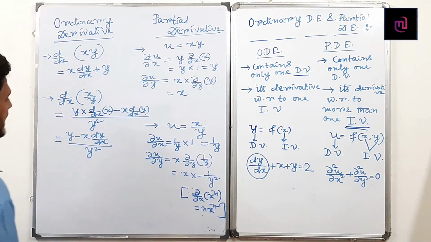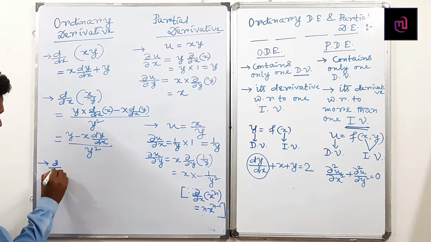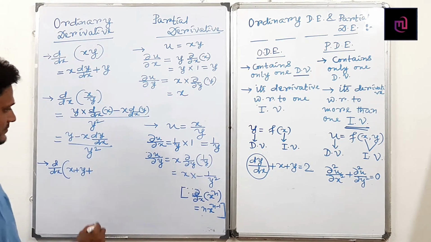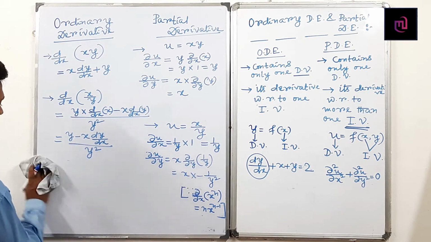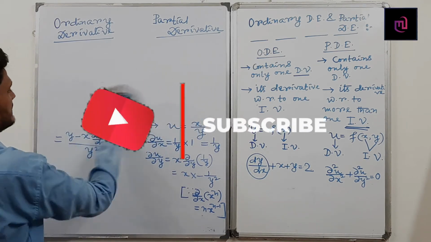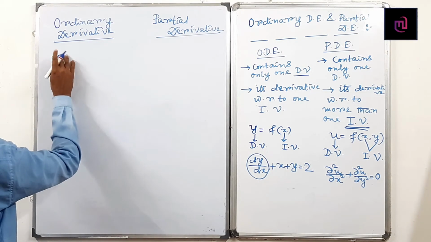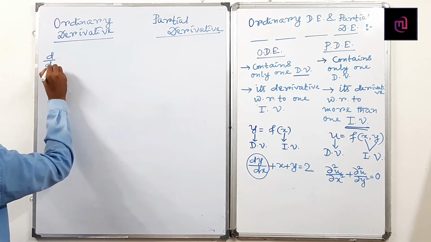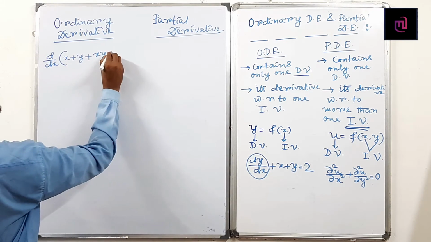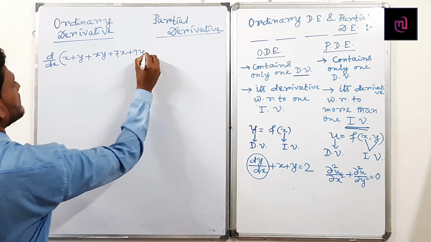Again, just check another example. Suppose you can write d/dx of x plus y plus xy plus 7x plus 9y plus 5.